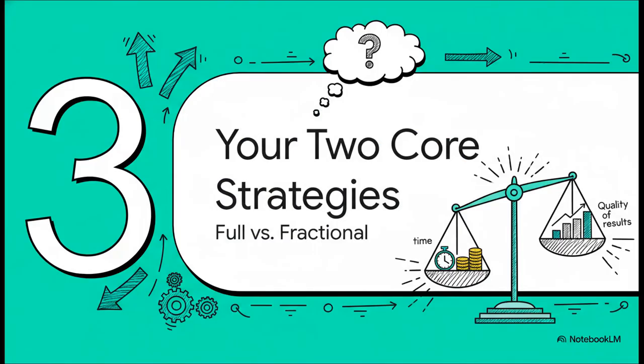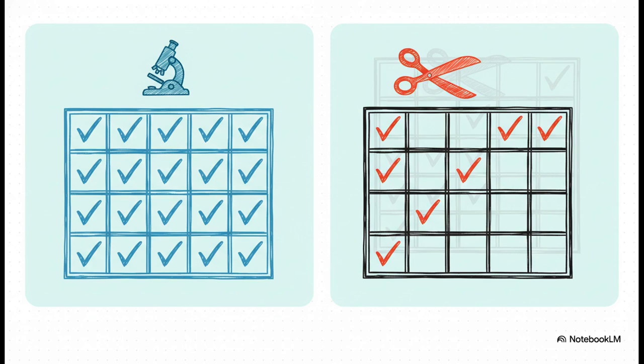Okay, so once you decide to use this framework, you're faced with a big strategic choice. There are two main ways to do it, and the one you pick has major consequences for your time, your budget, and, of course, the quality of your results. So on one hand, you've got what's called a full factorial design. This is the exhaustive approach, where you test every single possible combination. On the other hand, you have a fractional factorial design. This is more of a surgical strike, where you test a carefully chosen, smaller set of combinations. And right there, that's your first major strategic trade-off.